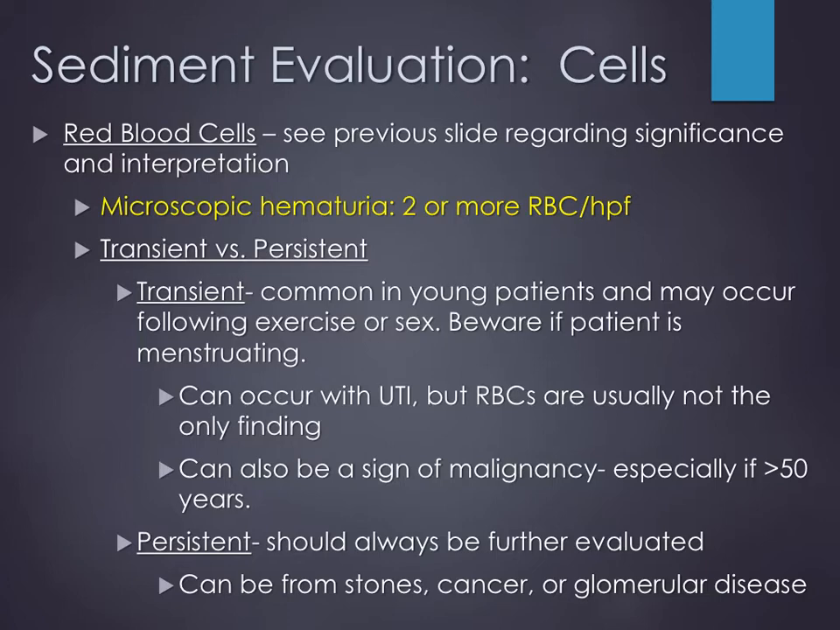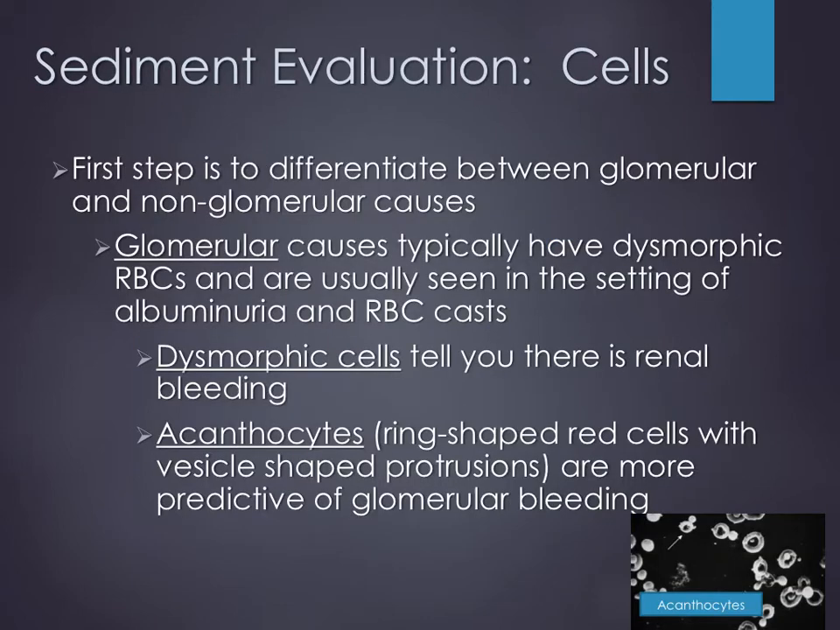Remember that. On the previous slide, I gave you 3 questions you need to ask yourself. We already covered transient versus persistent. Now we want to know, okay, is this a glomerular or non-glomerular cause? In a glomerular cause of hematuria, you'll typically have what's called dysmorphic red blood cells. And they're usually seen in the setting of you having albumin in your urine as well as red blood cell casts.